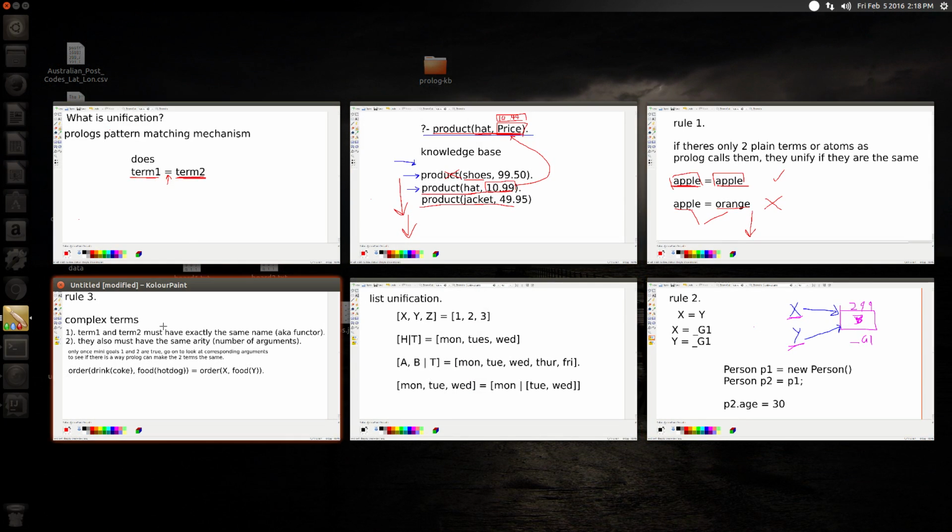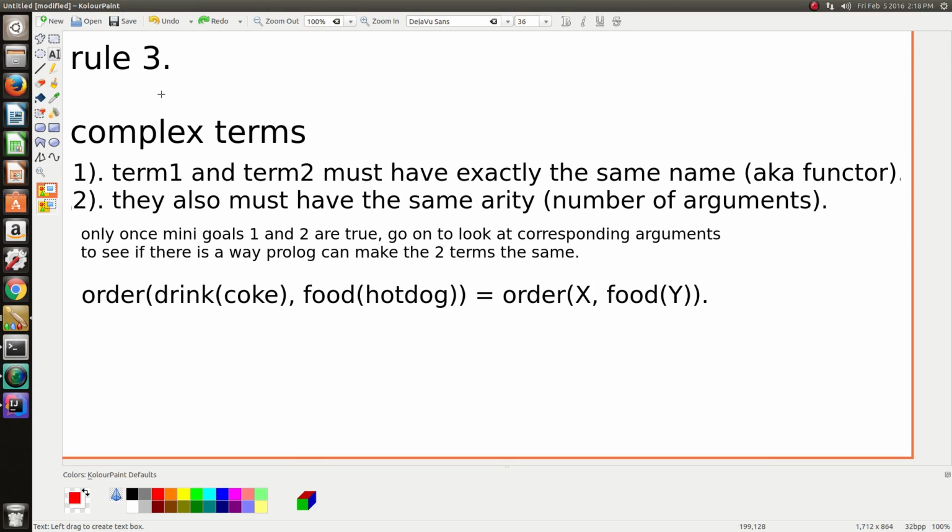is slightly more involved, but it's just a matter of walking through the rules. So rule 3 involves processing complex terms. A complex term is just a fact that is sort of made up of other facts. So we've got this order fact, and inside it the arguments are facts themselves. So you can sort of think of it as an order object, and inside the order object there's this drink, this variable that's storing what type of drink they want, and the food, and then we're trying to just see if these two sides are equal.